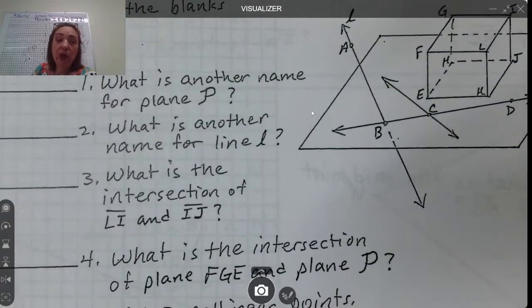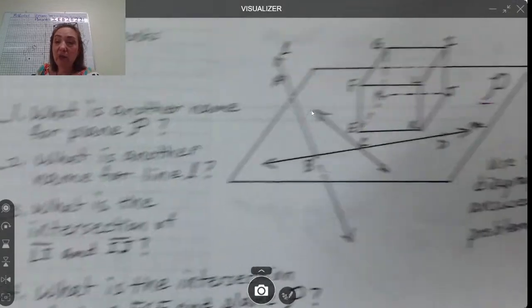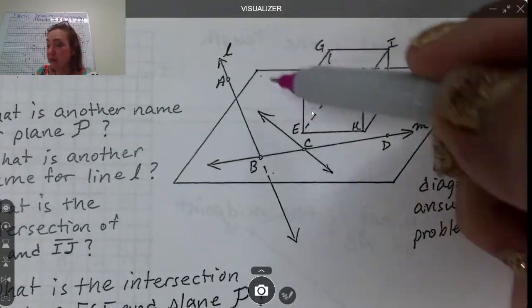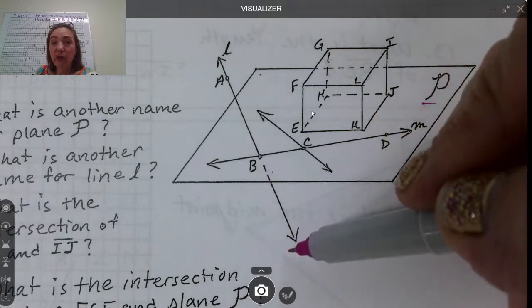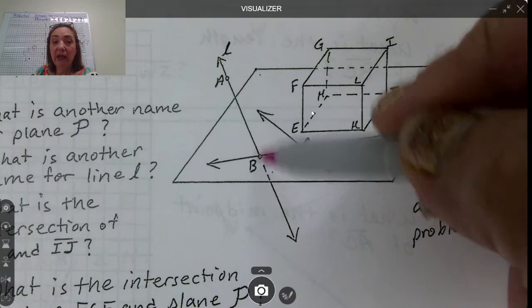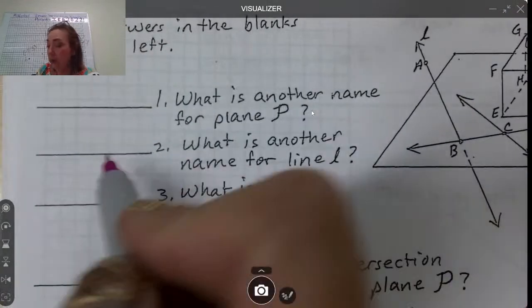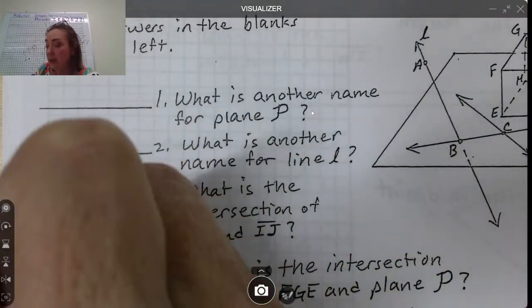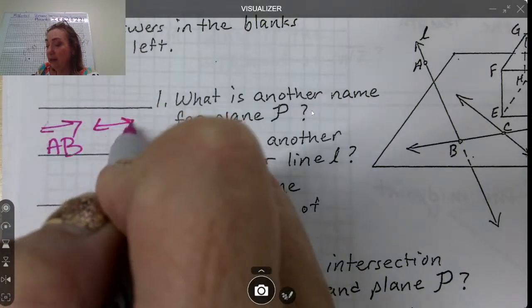Okay, number 2. What is another name for line L? So line L is this guy right here. And if we're going to name line L, we would name it line AB or line BA. So it would be line AB or line BA.